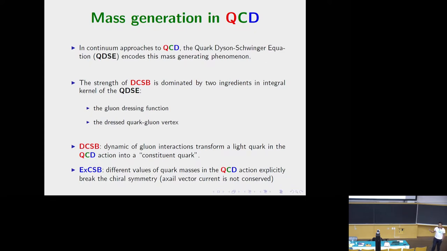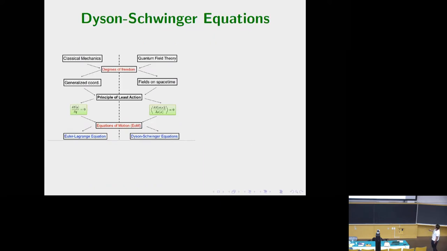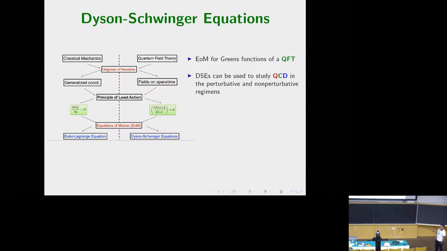Before I start on the idea of this work, of course, I have to introduce what Dyson-Schwinger equations are. Dyson-Schwinger equations are the equations of motion for Green functions of a given quantum field theory. We can use them to study the perturbative and non-perturbative regime of QCD. They are an infinite tower of coupled integral equations. And as a consequence of this, in order to have a treatable problem, truncation schemes are necessary. But in doing so, symmetries of the theory have to be preserved.